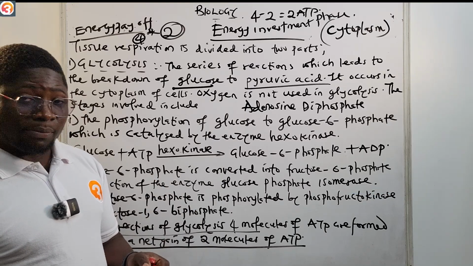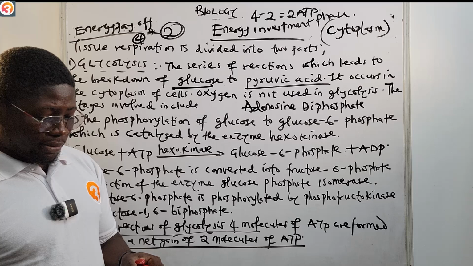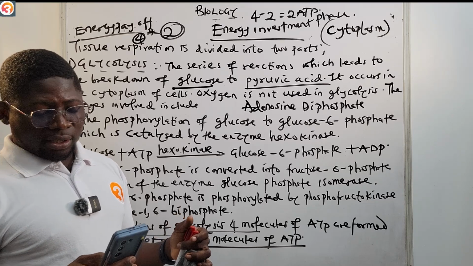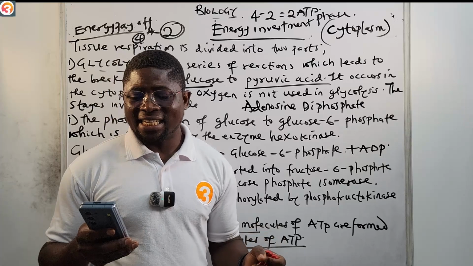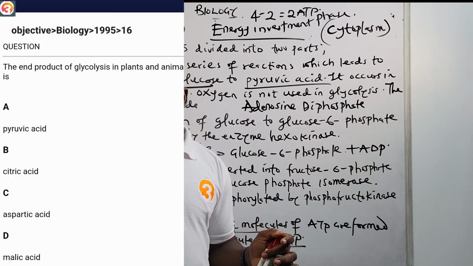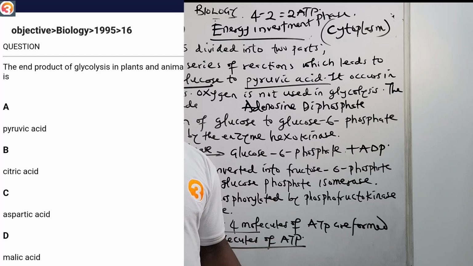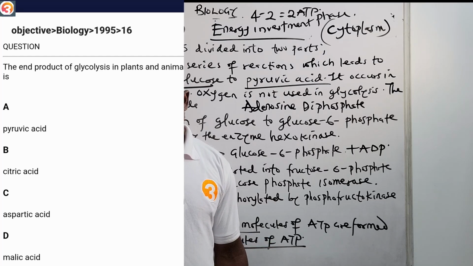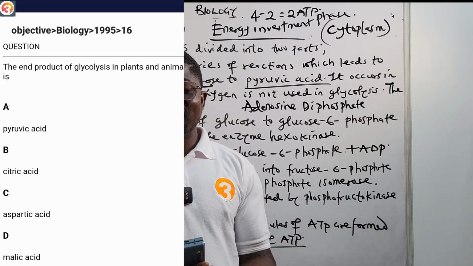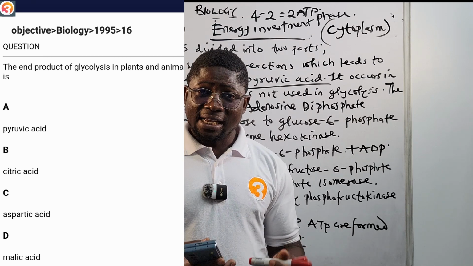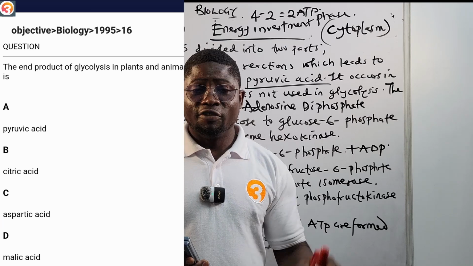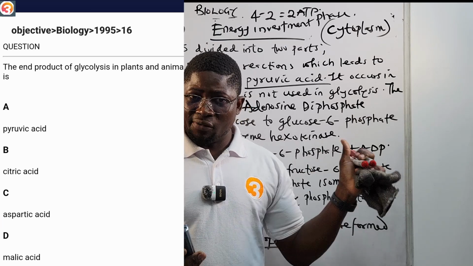All right, so let us check the past questions. Let's go to past questions immediately and answer some. The first question here, 1995, number 16. It says the end product of glycolysis in plants and animals is: A, pyruvic acid; B, citric acid; C, aspartic acid; D, malic acid. I'm not going to answer it. In the comment section, just say if it is A, B, C, or D, because I've already discussed it.